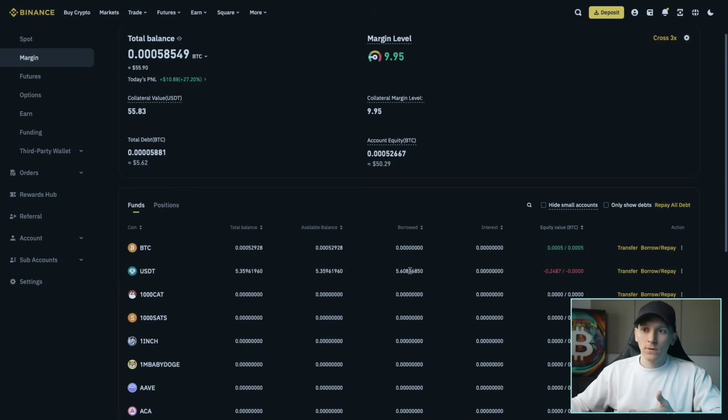So you can do that. You can buy the Bitcoin and then pay off the USDT over time if you want. And that's going to reduce any margin that you have because basically I had $10 of debt there and I've just paid half of it off.